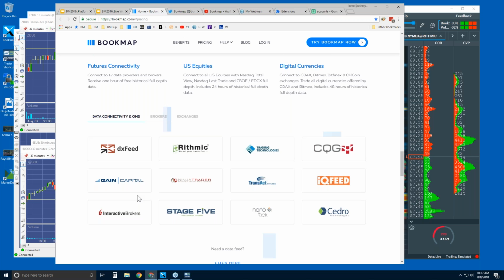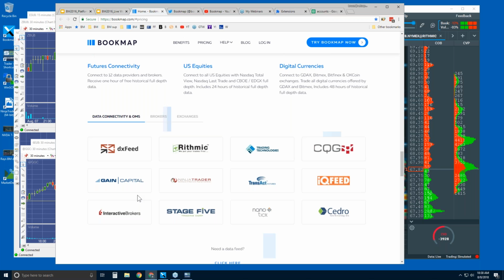Usually they offer CQG data from the Ninja brokerage. So most traders are using that. Now, you can go that route and integrate it into Ninja or Bookmap into Ninja.